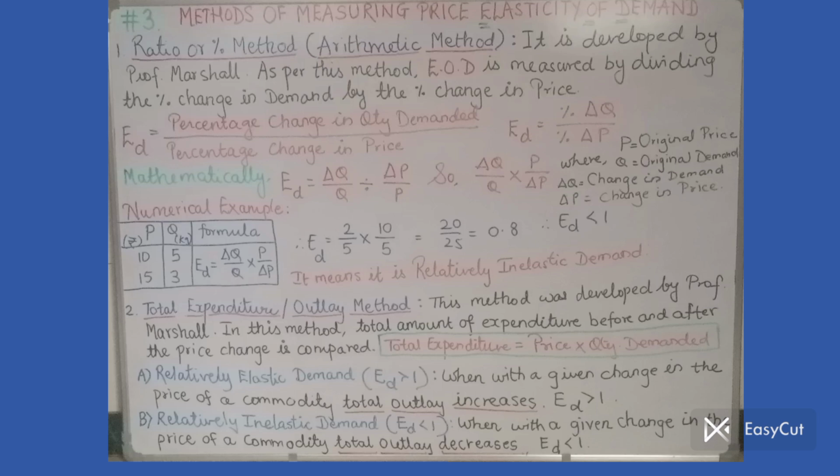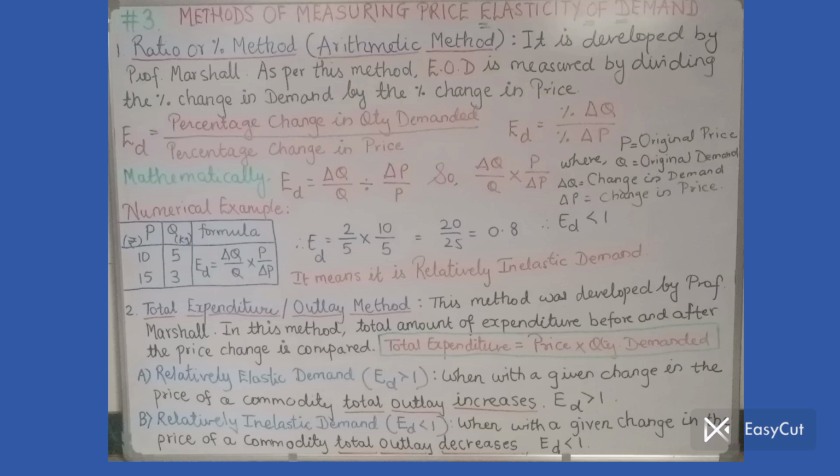I repeat, today's lecture is about methods of measuring price elasticity of demand. Totally there are three methods explained for your purpose, for your exam point of view. Let us start with the first one, ratio or percentage method. I have written in short symbolical. It is ratio or percentage method, which is also known as arithmetic method. Now, who developed it? So, same person. It is developed by Professor Marshall.